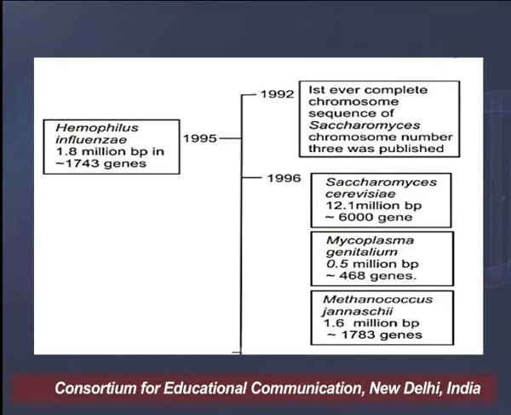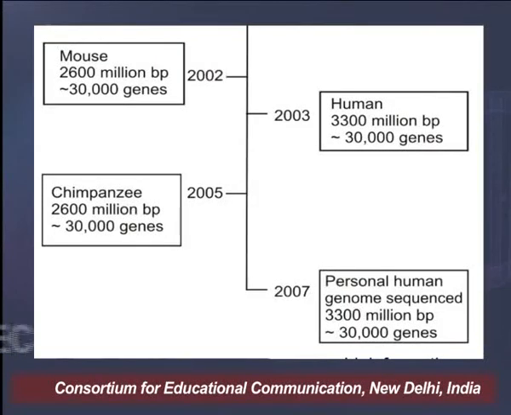In the 1990s those were sequenced, and then came the era of 2003 when we had the human genome sequenced, which has 3.3 billion base pairs. At that time we knew that we have 30,000 genes, but as the research has gone on, this number of genes has come down to 20,000. Now we have 20,000 genes.